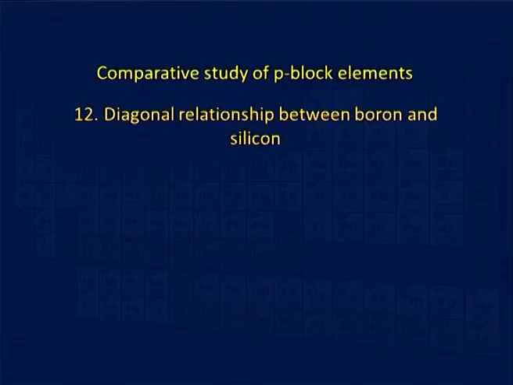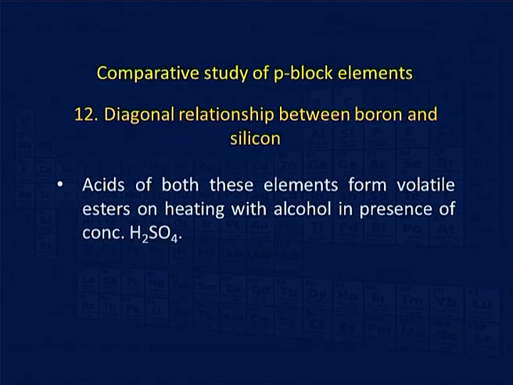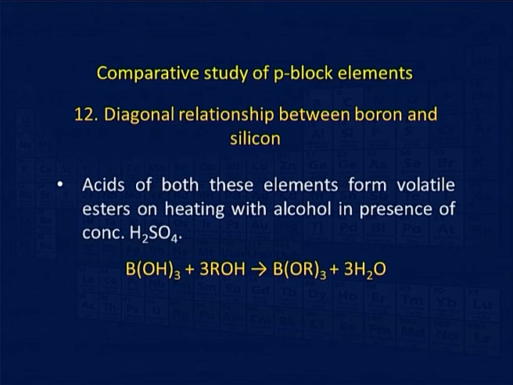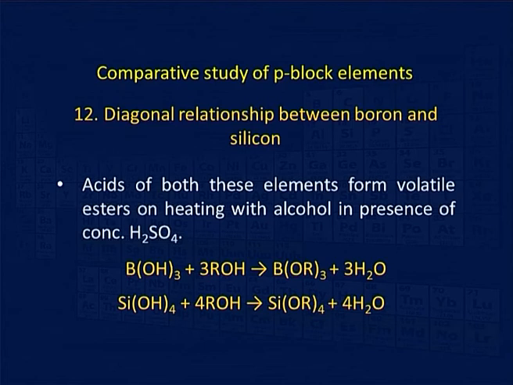Both the borates and silicates have tetrahedral structural units, and the acids of both of these elements form volatile esters on heating with alcohol in the presence of concentrated sulfuric acid. This is the reaction with alcohol, and it is the reaction of silicon hydroxide with the alcohol.